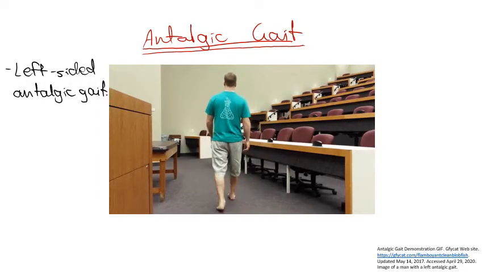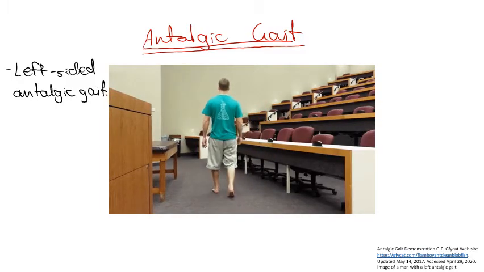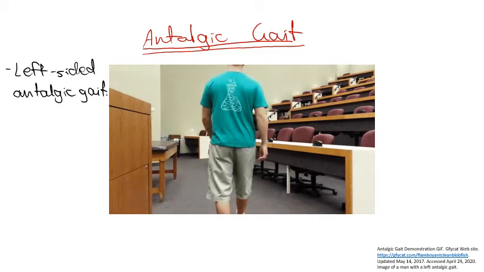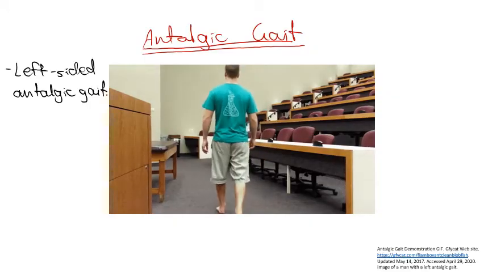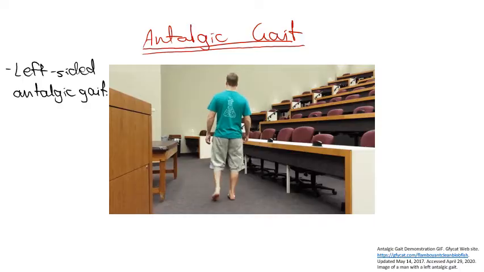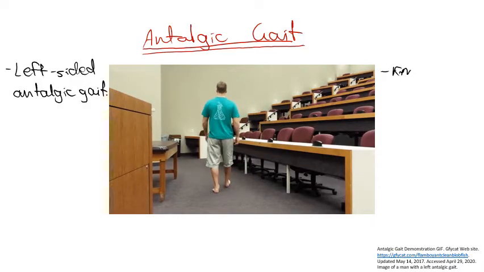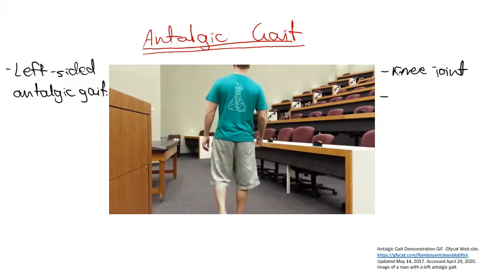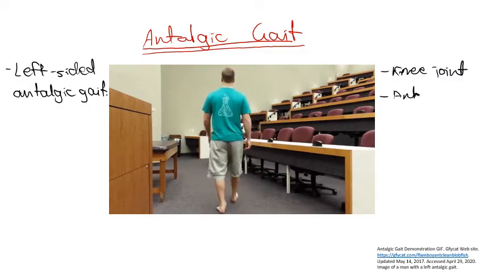But in terms of an antalgic gait, sometimes it can be quite difficult to tell. In this case, since it is something that is weight bearing, so an antalgic gait means that a person is unable to put weight on their foot or on their leg, it's likely that the pain that this person is experiencing may be related to the knee joint itself. So there may be some sort of pathology with the knee joint. There may be something wrong with the ankle joint as well.